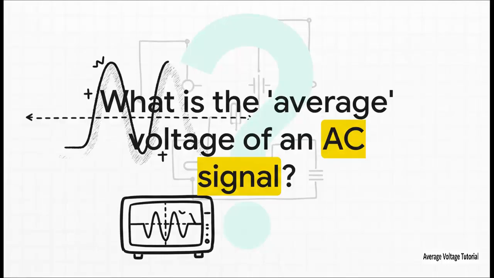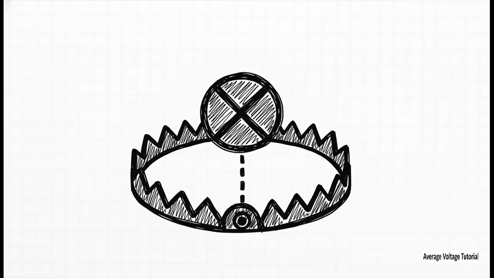An AC signal, right, is constantly swinging. It goes from positive down through 0 to negative and back again. So when we say we want the average of that whole thing, what are we even averaging? What does that really mean? Now, your first instinct, and it's a totally logical one, is to just average out the entire wave. But here's the thing, that's a trap. If we do that, yeah, we get a number that's mathematically correct, but in the real world, for any practical purpose, it's completely useless.